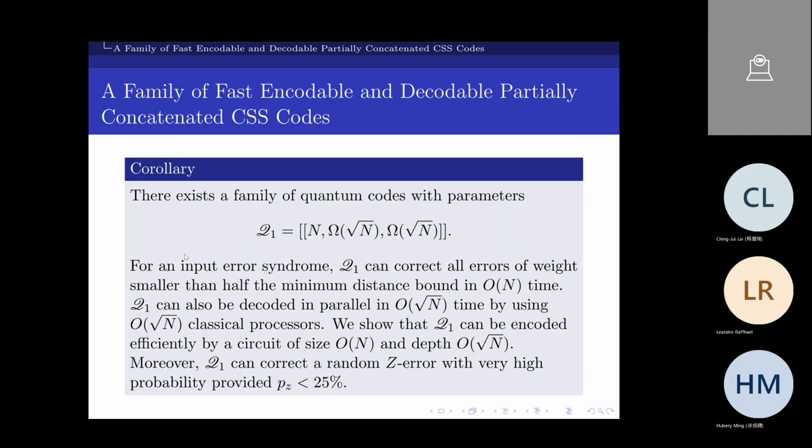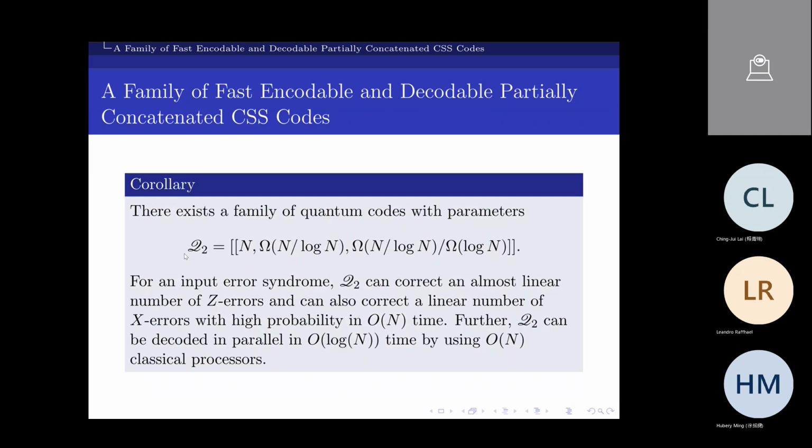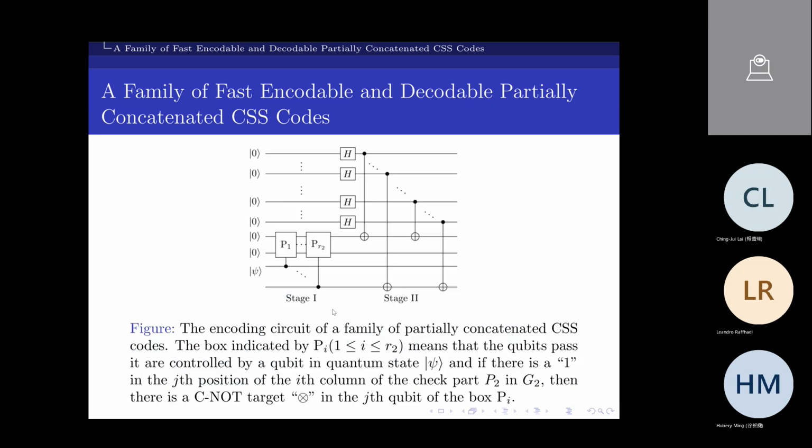So the two corollaries may be useful in fault-tolerant computation because Q2 can correct an almost linear number of Z errors, and can also correct a linear number of X errors with high probability. And here is the encoding circuit of the partially concatenated CSS code.